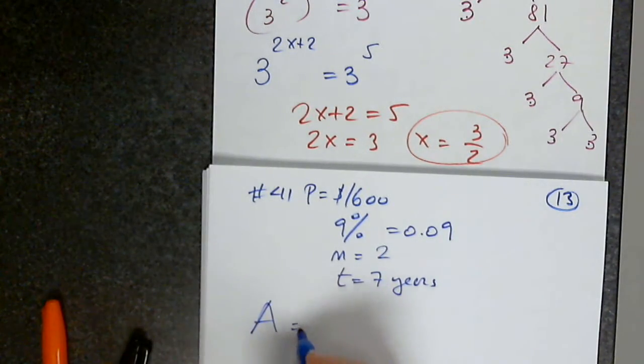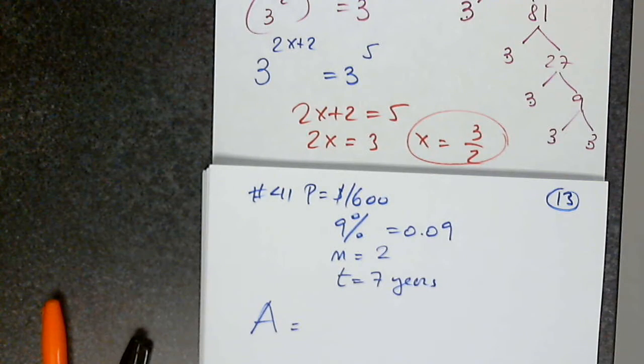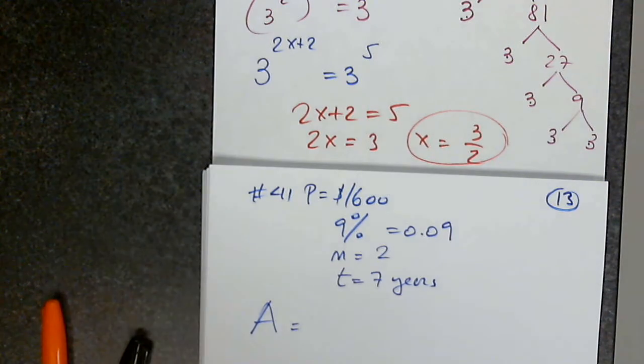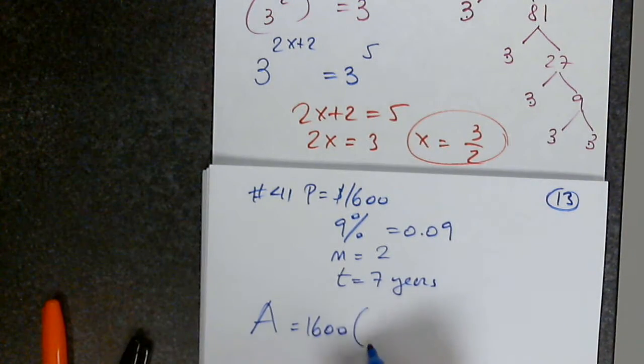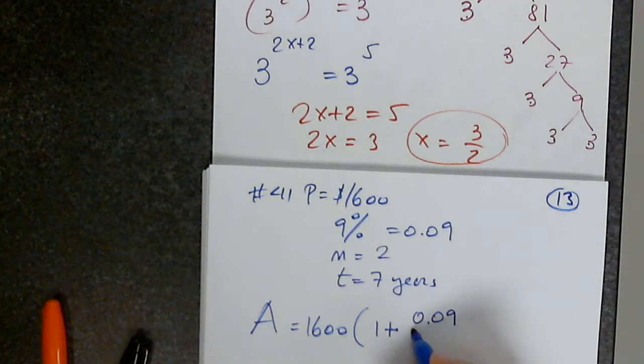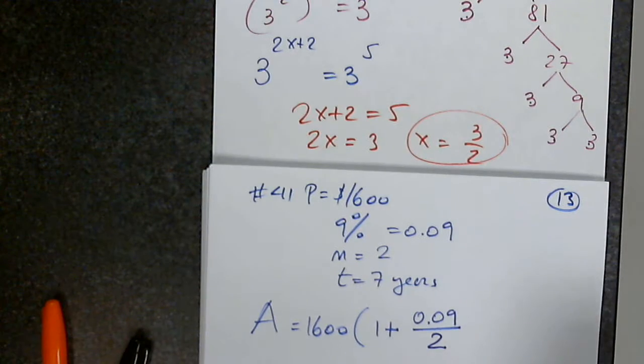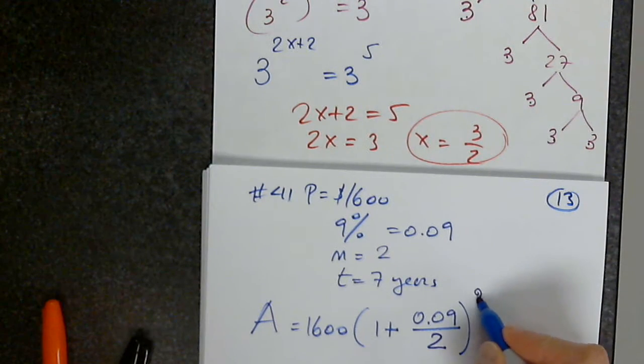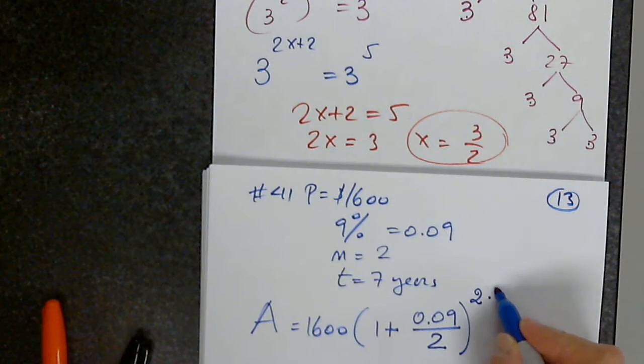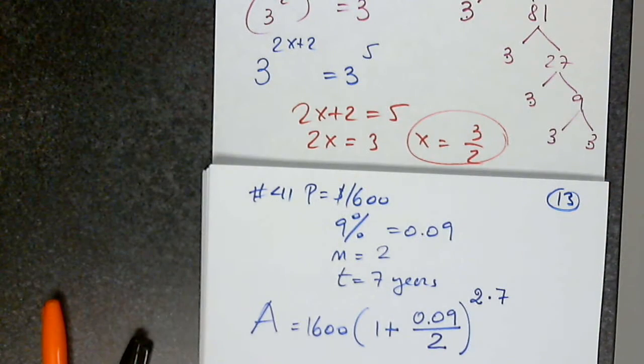The amount accrued, or the accumulated amount, is... very good... 1 plus 0.09 over 2, raised to 2 times 7. That's it. Let's plug it in.